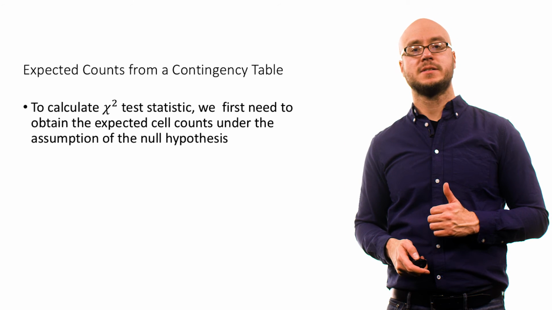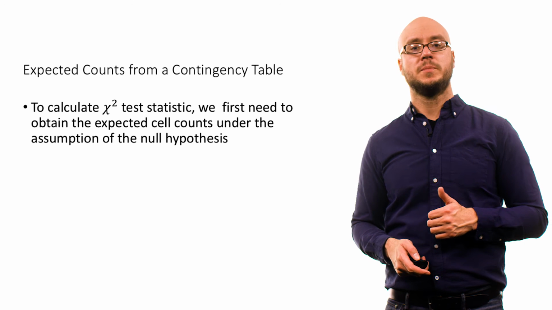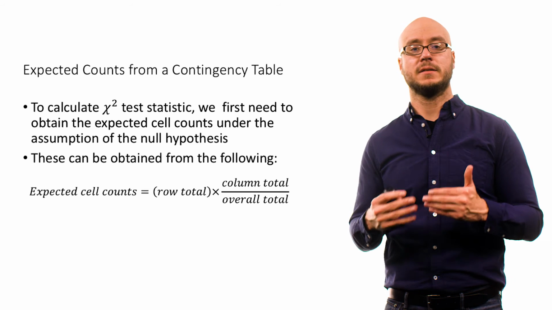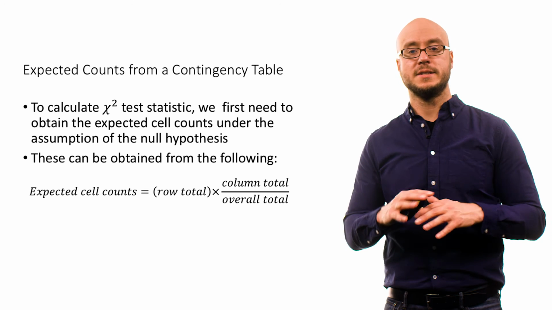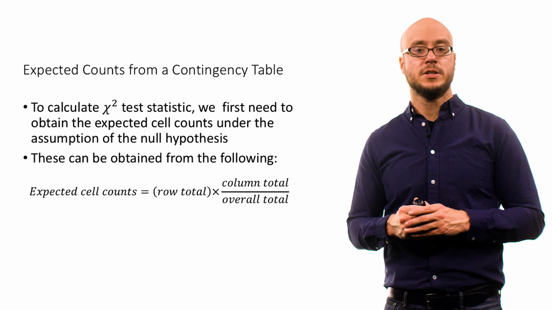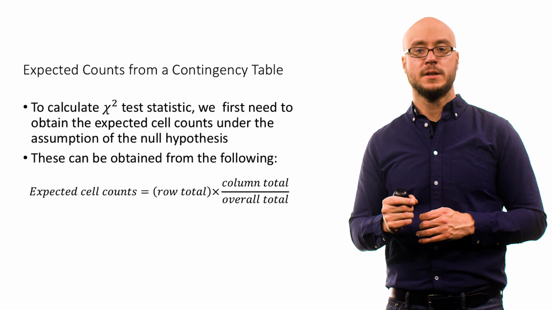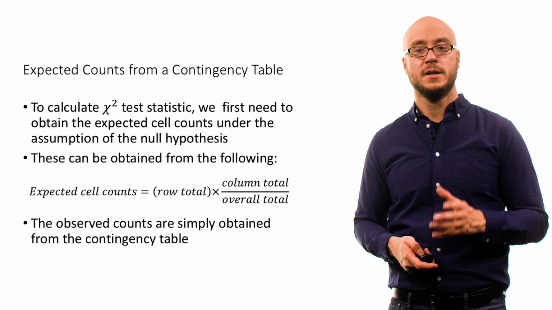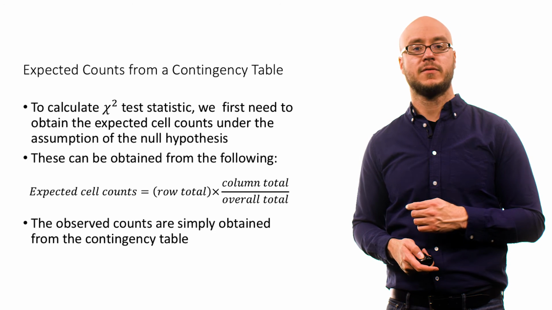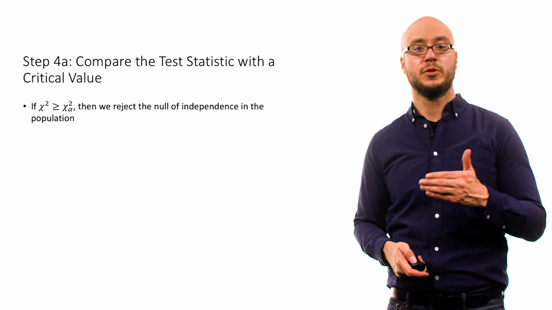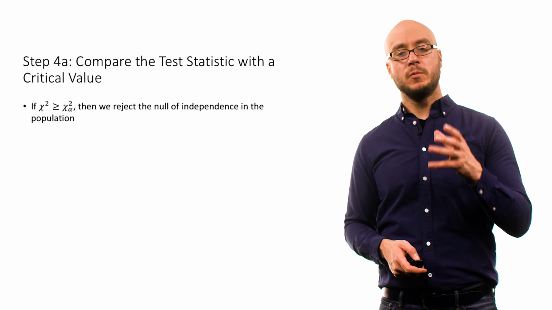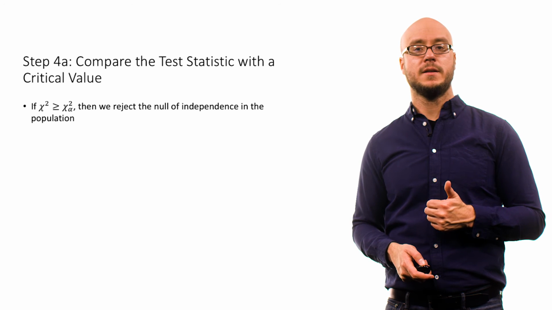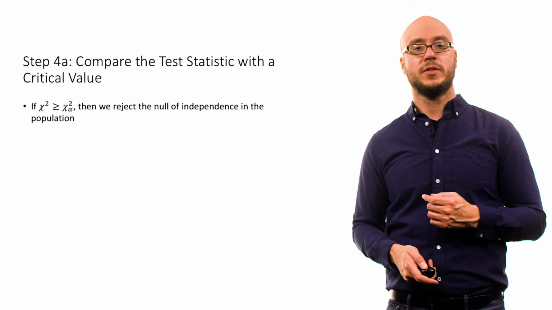How do we calculate the expected cell counts? Well, you first need to obtain the expected cell counts under the assumption of the null hypothesis. This is how you calculate them. The null is simply that these two variables are independent. So you take the row total times the column total divided by the overall total of counts. These are simply obtained from the contingency table itself, and we'll go through an example so you can see that. Then, once you calculate these expected counts, you can compute the test statistic and compare it with the critical value.